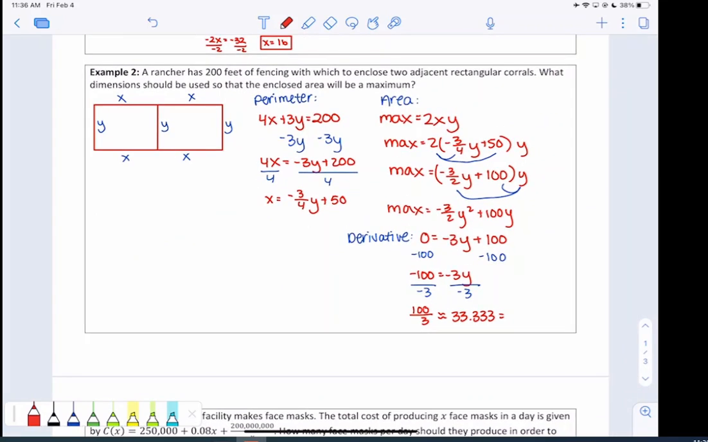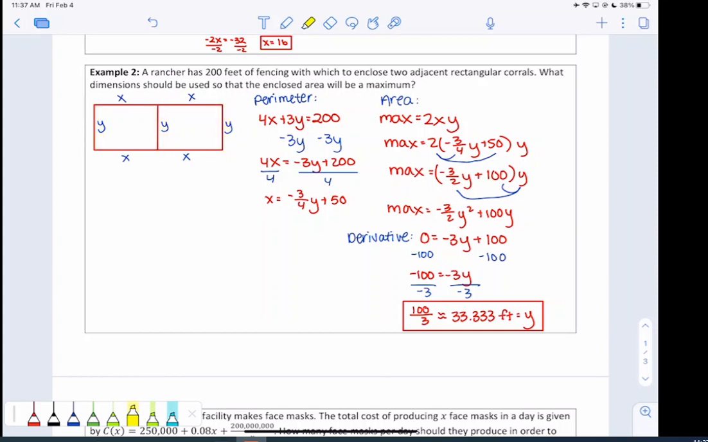Yeah, feet. Okay. On these optimization problems, if we're working in a context, I want to make sure that you guys are including your units. I'm trying to find my dimensions, right? So I'm finding my length right now, or my width, whatever one. Okay, so I'm going to want to include my feet. All right, I found my y. So I know that for my corrals, each of these vertical lengths needs to be about 33 feet.